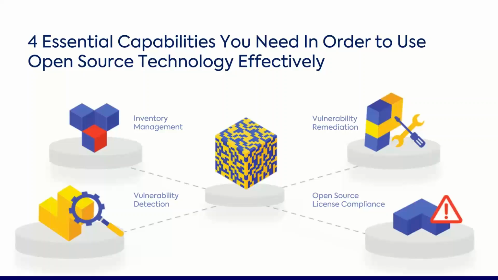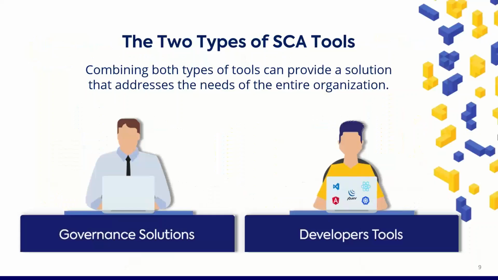And now I want to touch the actual tools, right? So we have basically two types of SCA tools. And what I would recommend, and the best practice, is to combine both types in order to provide the right solution. So how do we do that? First of all, we have the governance solution.